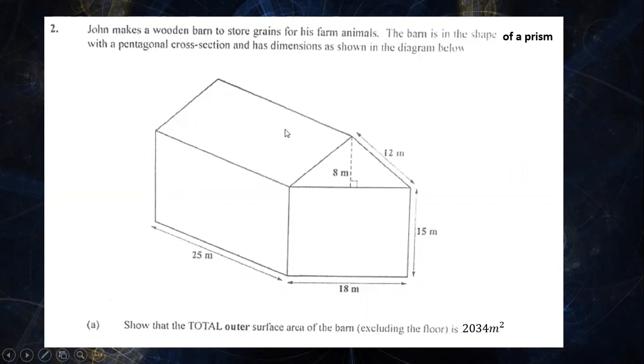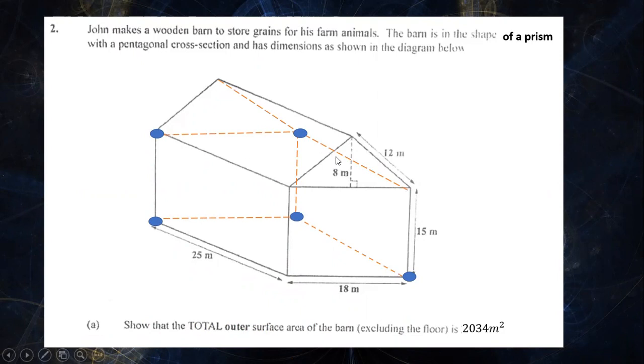So first, let's look at the pentagonal prism, and check out the dimensions. Right, so you should think about it like this. It's like a barn, and the inner workings of the barn should kind of look like this.